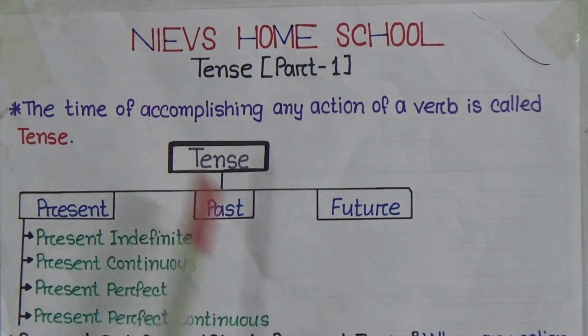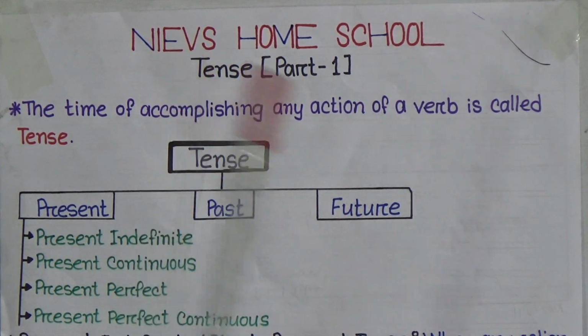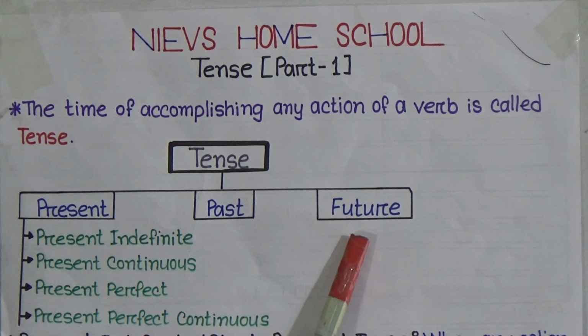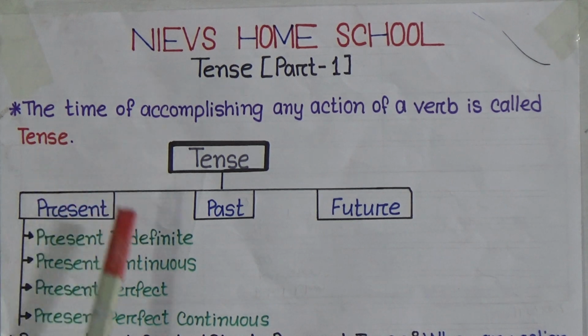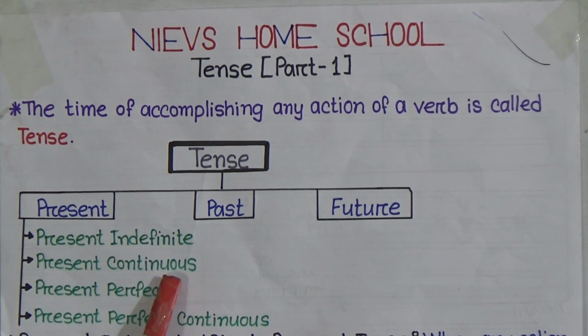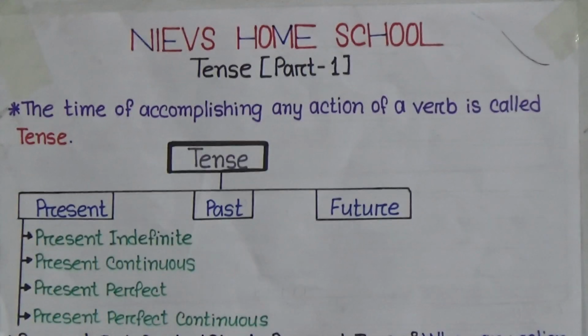As for future tense, the kinds are future indefinite, future continuous, future perfect, and future perfect continuous tense. Gradually, we will learn about past tense and future tense in part 2 and part 3. Today, I am going to discuss elaborately present tense: present indefinite, present continuous, present perfect, and present perfect continuous tense. I'm going to start with present indefinite tense, and another name of present indefinite tense is simple present tense. First, we have to know what is present indefinite tense or simple present tense.